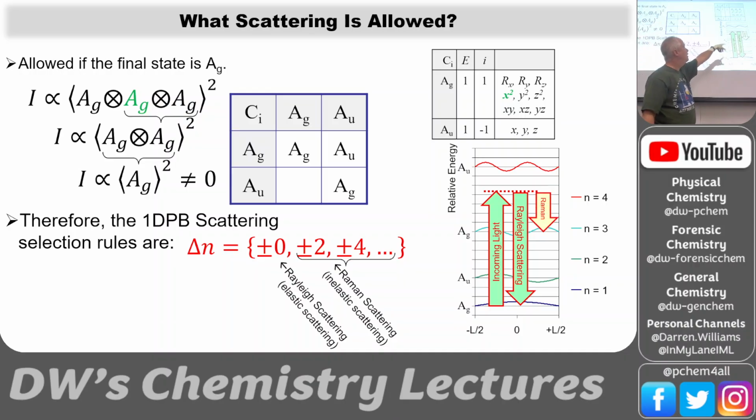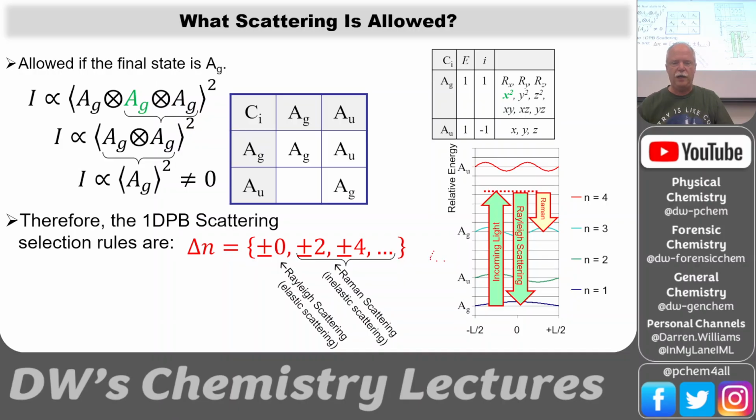You can show here the going from 1 to 3. That's a change in 2. And so that would be Raman scattering. We don't have enough quantum states shown on our little diagram here to do 4, but trust me, 4 is allowed as well. It could also do AU to AU. I don't have that one shown, but let me just show it real quick.